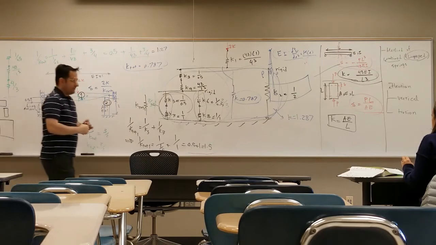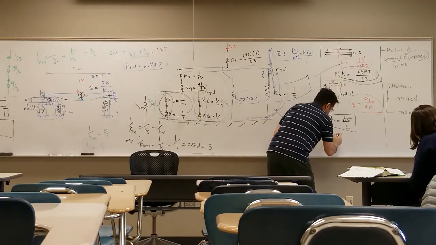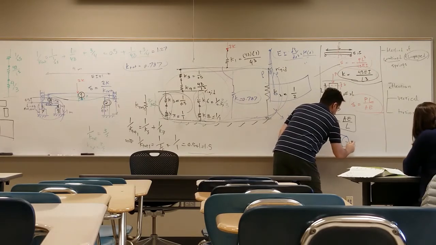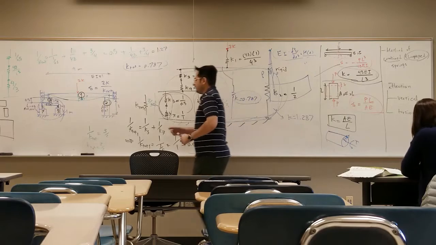So now, final thing, I want to add something to this table, a torsion. For torsion, you put a torque T, then you have a deflection theta. So what was the spring constant for torsion?